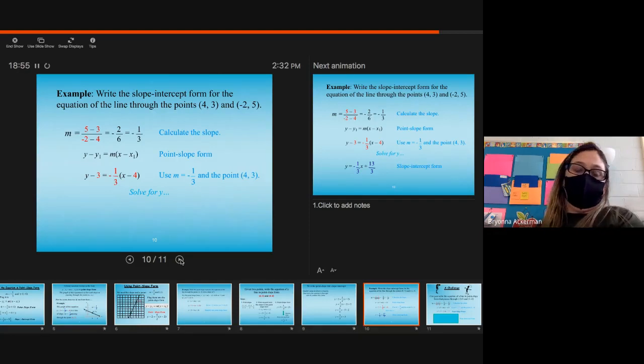So again, you should have distributed. You should have got negative 1/3 x plus 4/3. All right, then I'm going to add 3 to the other side. But instead of adding 3, I want something with a 3 in the denominator. So what's better? 1 over 3. The 3 over 1. Wait, no. Nope, if I'm adding 3, how do I change 3 over 1 to something with a 3 in the denominator?